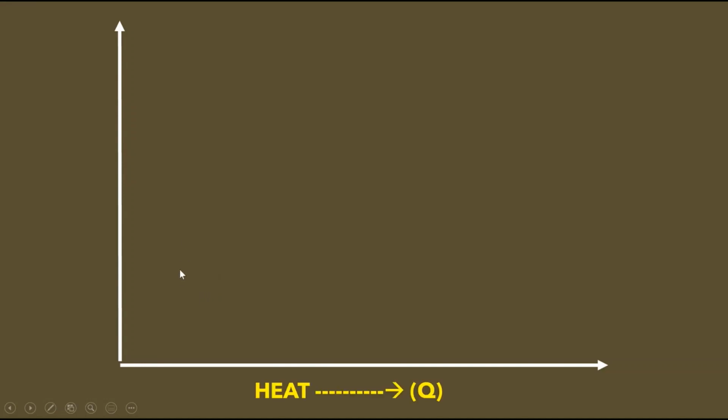So the heat is denoted by the letter Q mostly, and on the y-axis we'll plot temperature. But before that, we need to remember that energy, for example this heat energy, and also other forms of energy like potential energy, kinetic energy, and even, in some questions, we can encounter the word enthalpy. All these are forms of energy, and they have the unit of joules.